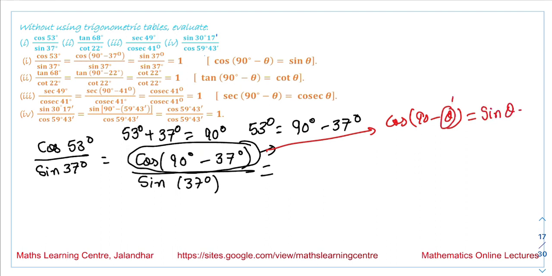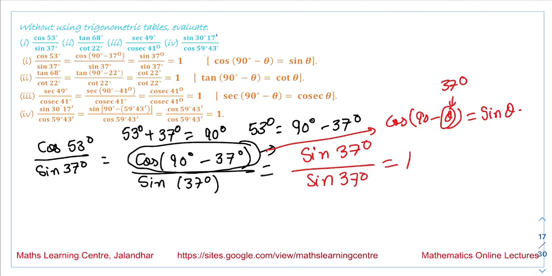What is theta over here? Theta is 37 degrees. So in place of cos, we now have sine of 37 degrees over sine of 37 degrees, that is equal to 1.